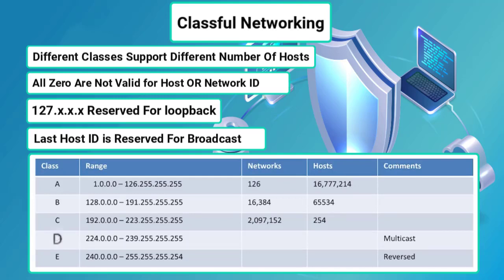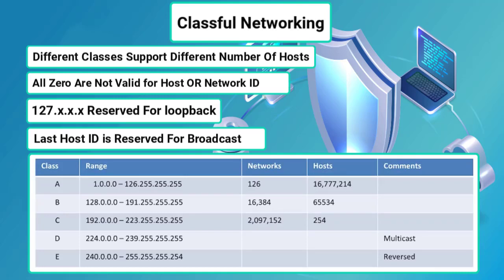For multicast, there is Class D. You may deliver a single packet to several machines using multicast. Class E is the final class. This class has been reserved and is no longer in use. Using classful networking generates a large number of unused IP addresses.